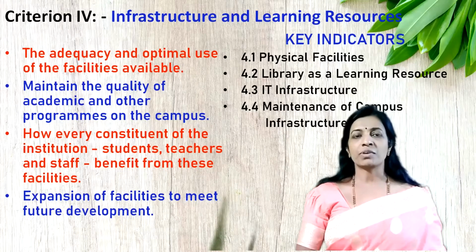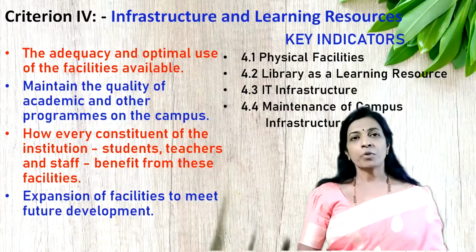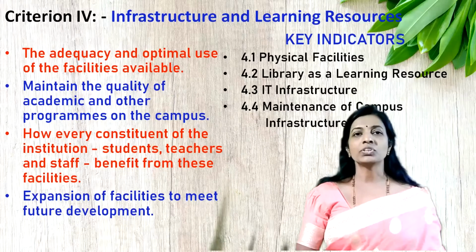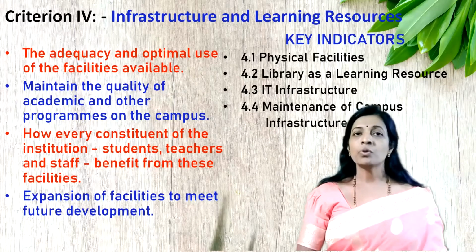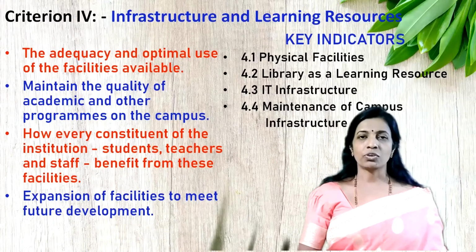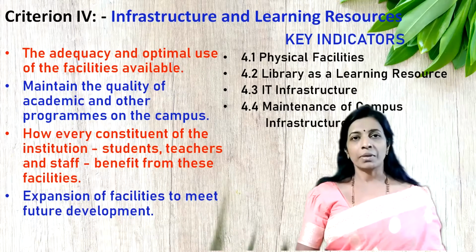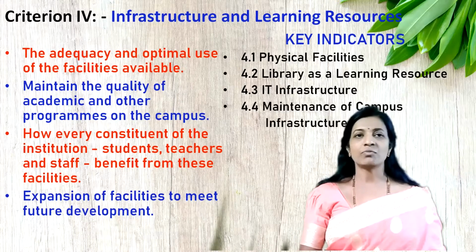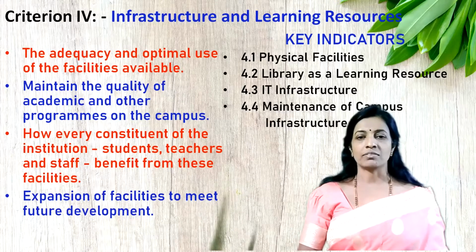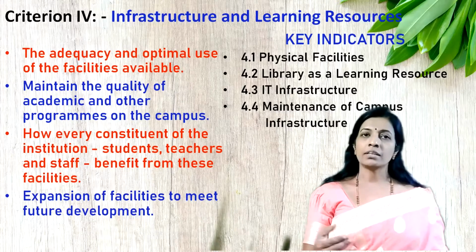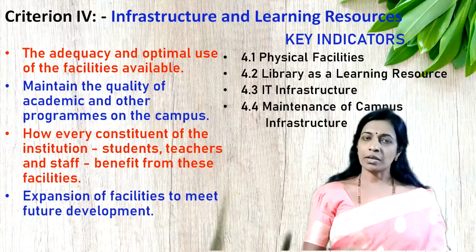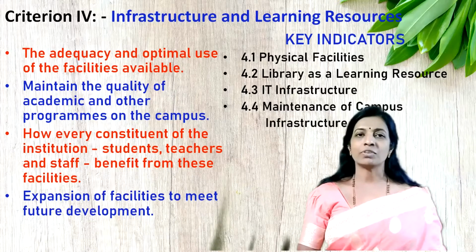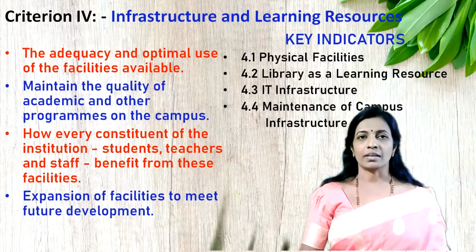So provision of infrastructure is one part, but proper maintenance and replenishment of the infrastructure is another aspect which NAAC emphasizes upon. So whether the higher education institution has made provisions for maintenance in its budget, and what are the various measures which have been taken up by the higher education institution to maintain the infrastructure and to develop the infrastructure in the forthcoming years. These are the various aspects which are looked into under this key indicator.